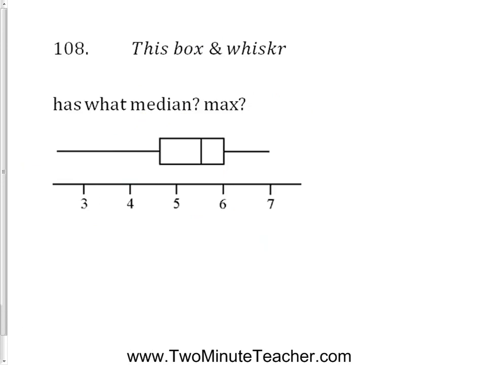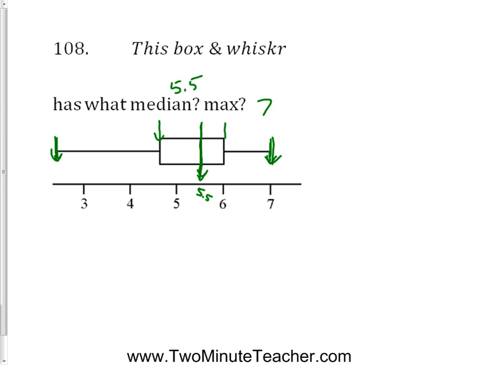All right, moving on. This box and whisker has what median and what max? The median of the set of data is the number that goes on that black line right in the middle. In this case, it's kind of hard to tell, but I was assuming you'd think that was about 5.5. The maximum is the end of the whisker, so in this case, it would be 7. So here are my answers. To tell you a little bit more, the minimum, or the smallest number here, would be the end of that whisker. So this goes from the smallest to the biggest, and that's the median.